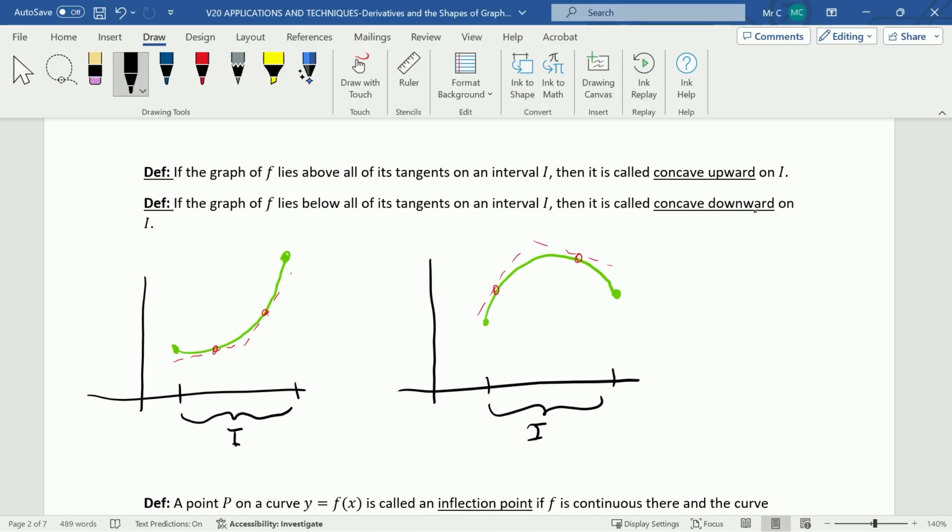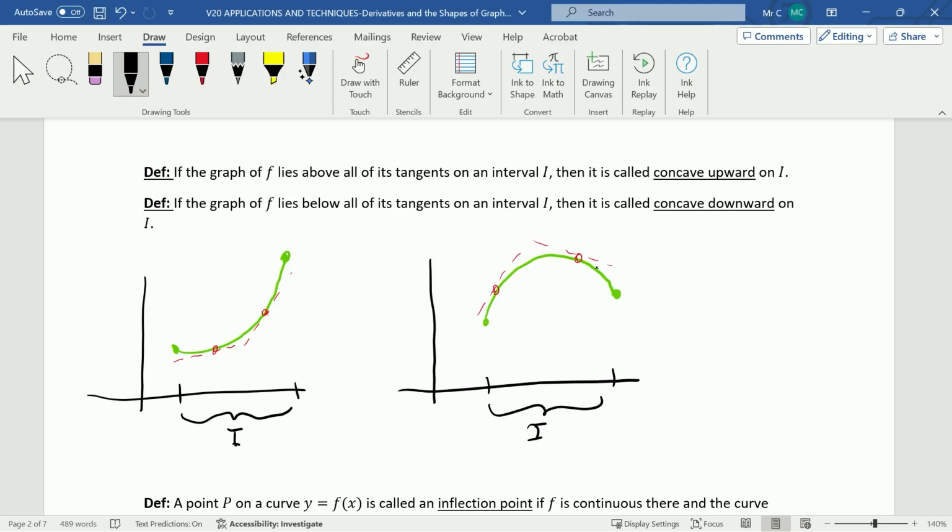Now, intuitively, how we think of this is concave up is shaped like a cup up, right? So this picture on the left, it's like the curvature of a cup facing upwards, and concave down is like the curvature of a cup facing downwards. And that's it. That's the whole idea.